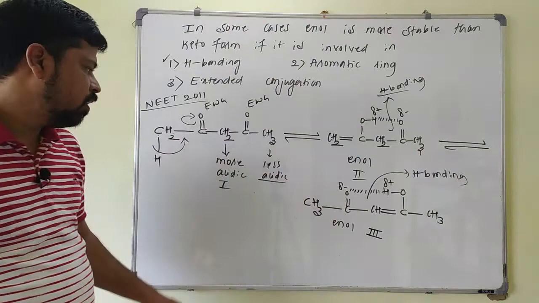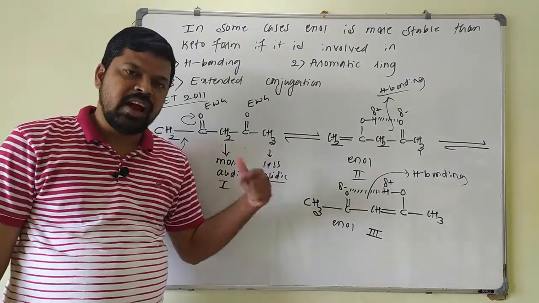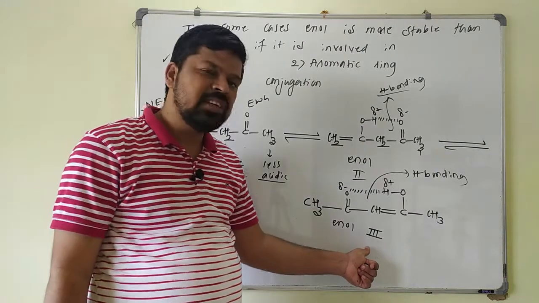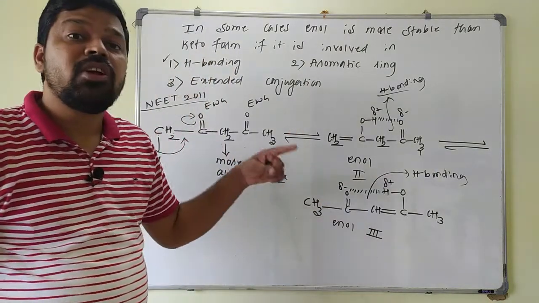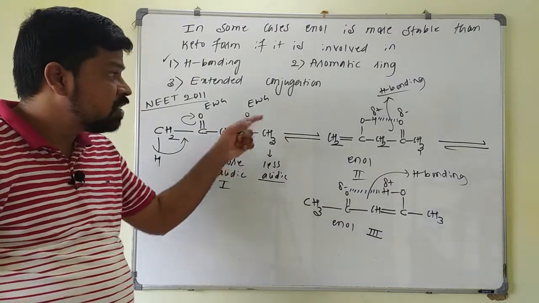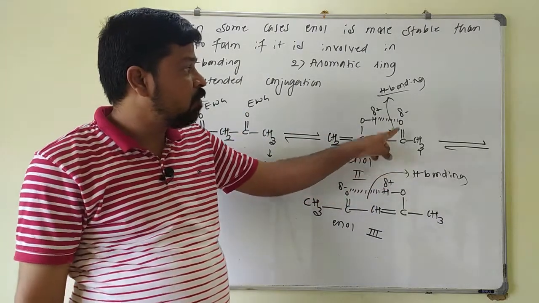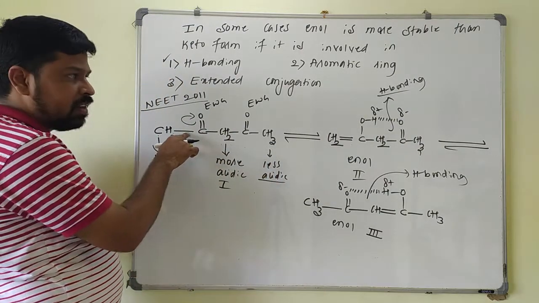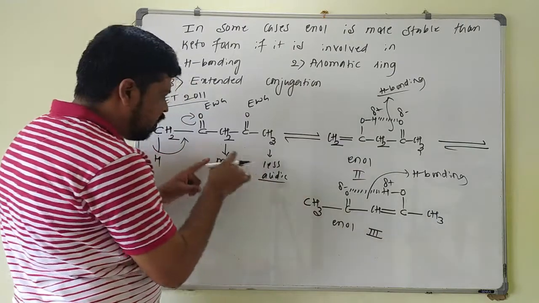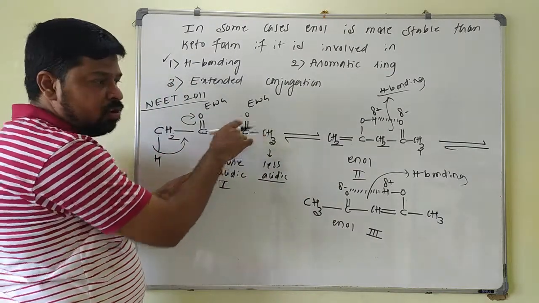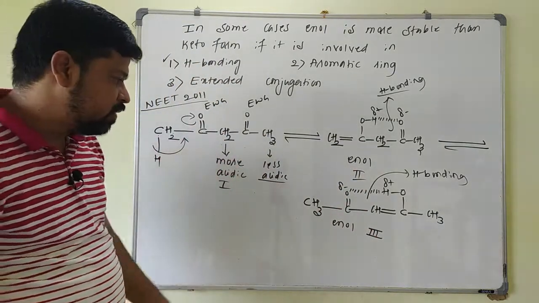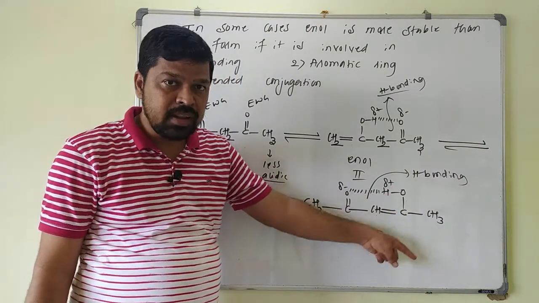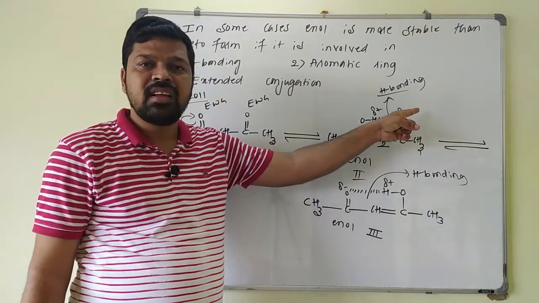Now which will be more stable out of these three, 1, 2, 3? Arrange the following in the increasing order of their stability. Which is more stable? Structure 3. Why? Hydrogen bonding formed by more acidic alpha hydrogen is more stable than hydrogen bonding formed by less acidic hydrogen atom. See here, I have shifted the less acidic hydrogen atom here to form the enol form, and here I have shifted the more acidic alpha hydrogen to form the enol form. So that's why hydrogen bonding formed by more acidic alpha hydrogen is more stable than that formed by the less acidic hydrogen atom.